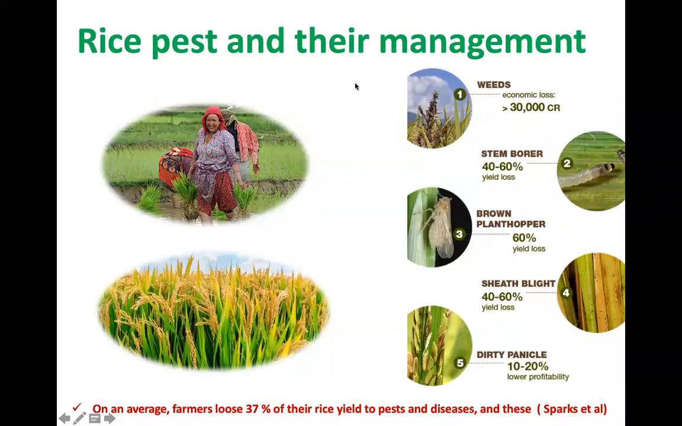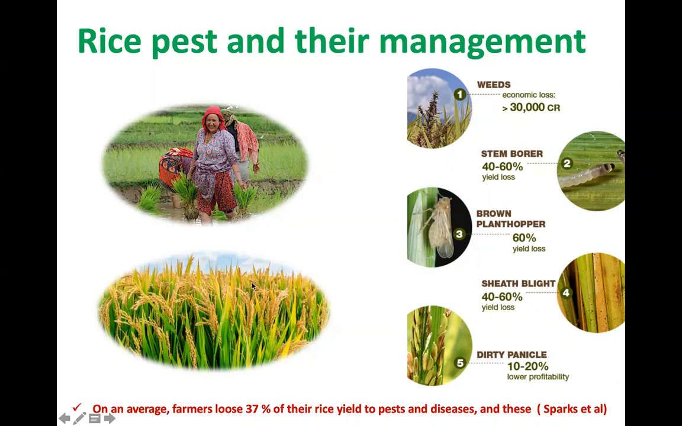Hello friends. Today we will learn about one of the important crops, rice, and its pests and their management. So here in this picture you can see the well-filled rice crop. This comes with a lot of effort of the farmer. Here you can see the smiling face of the farmer.